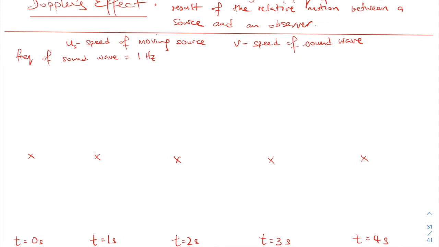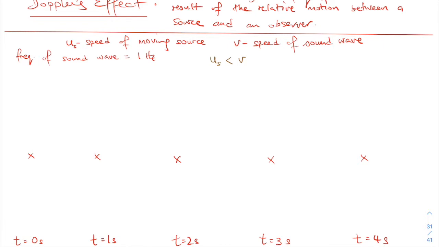So we are looking at circular wavefronts because the sound travels in all directions, and for this scenario we are looking at when the speed of the moving source is smaller than the speed of the sound wave. So I have with me a diagram consisting of 5 crosses. Each cross represents the starting position of that moving source.